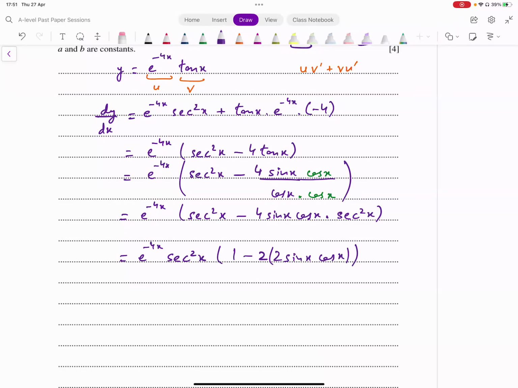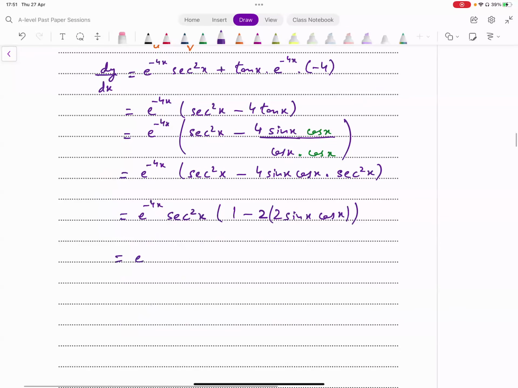We can do that, right? 4 sin x cos x, I broke 4 into 2 into 2, so it becomes 2 into 2 sin x cos x. And now we have e raised to power minus 4x into secant square x into 1 minus 2, and this thing is sine of 2x. So it becomes 1 minus 2 sine 2x. That is what dy over dx turns out to be.